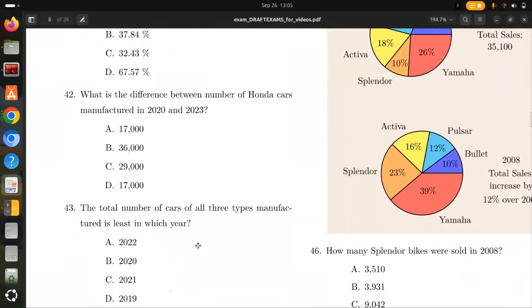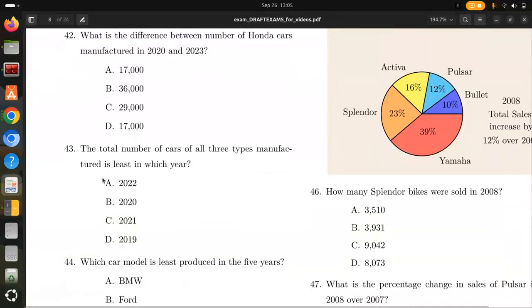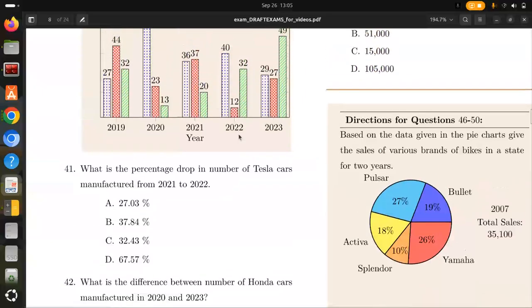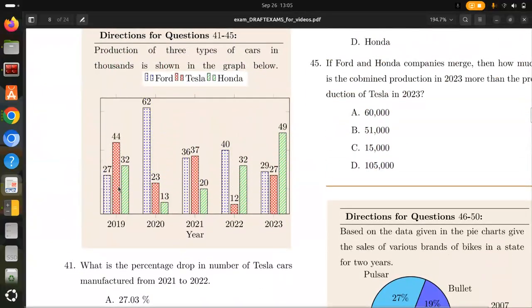Total number of cars of all three types manufactured is least in which year? So here I want to find out which year it is least. 22, 20, 21, and 19. So total of all three types. Let us try to solve this visually. Which year is it less? Imagine that I group all these three, and I group all these three like that. Which one is the lesser one?